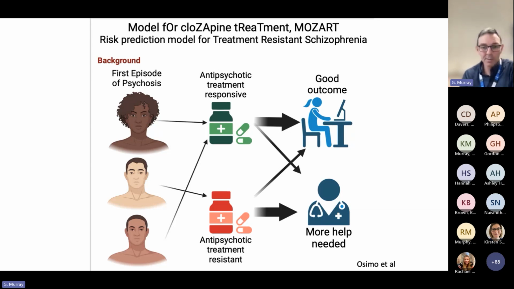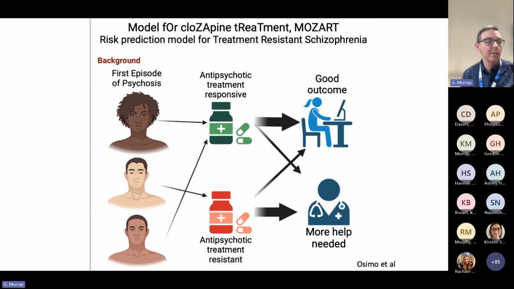We try different medicines, and if they don't work, then after quite some time, sometimes years, we conclude that a person has got an illness that is resistant to our current antipsychotic treatments. And this has resulted in very famously delays in starting clozapine, which is our only treatment that is evidenced to work when none of the other ones do.